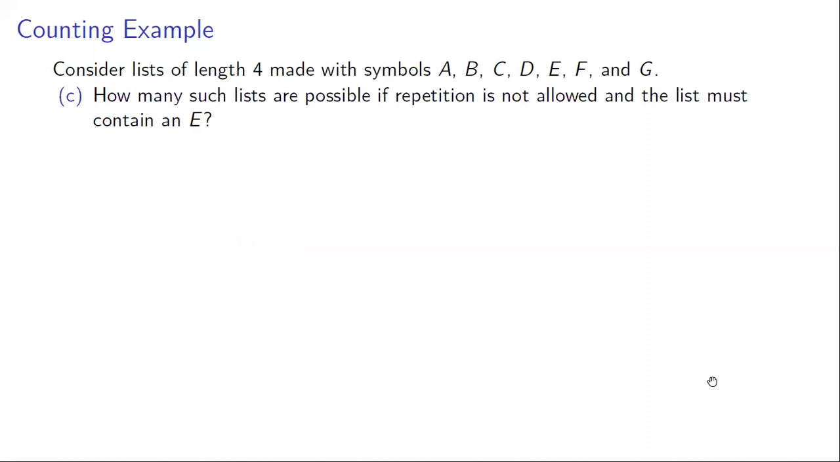Part C. So again, the same setup, list of length 4 made with these 7 symbols. How many such lists are possible if repetition is not allowed and the list must contain an E? So here we're putting an additional constraint. The list has to contain an E. Somewhere in the list there has to be an E. Okay, so this is again going to be trickier.